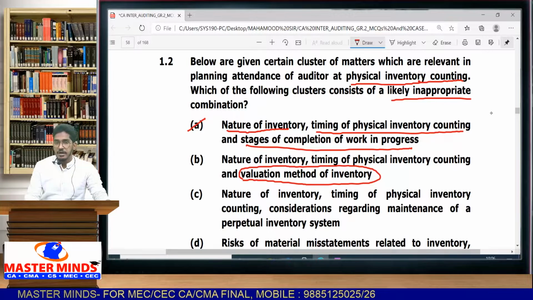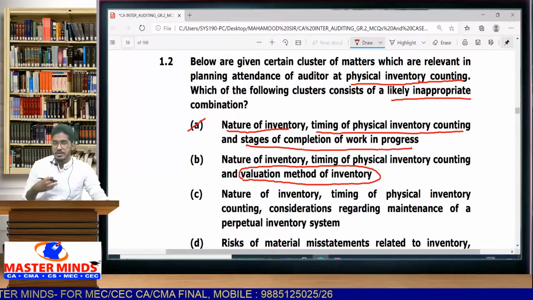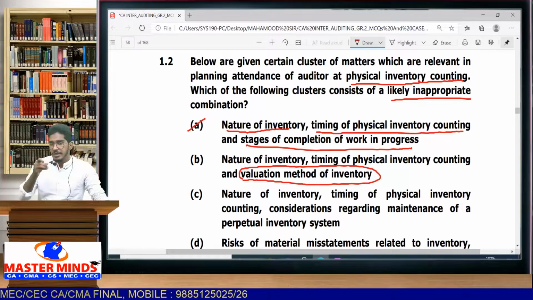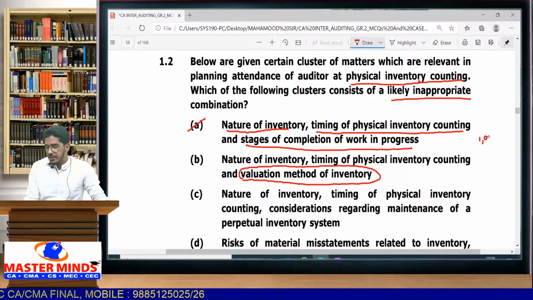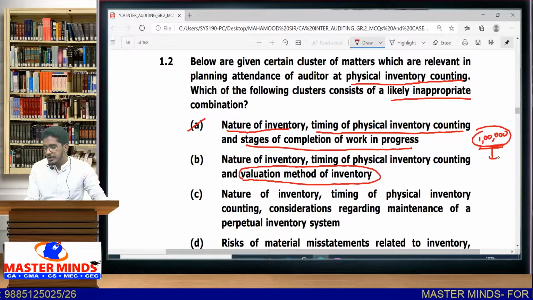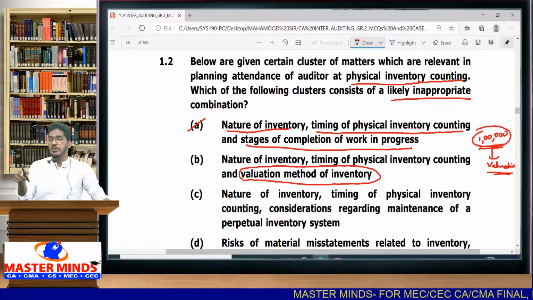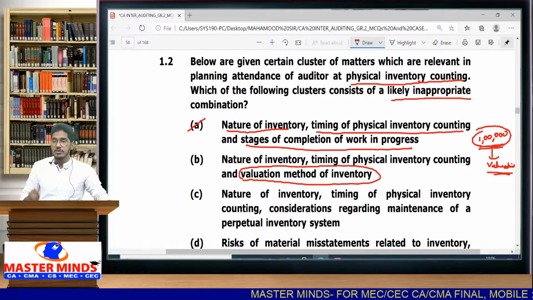For example, I have seen the physical verification process. As an auditor, I have attended the client's premises for physical inventory counting. At the time, I have observed that there is a 1 lakh quantity of stock. So, okay, I am satisfied. So, after your physical inventory counting, then the valuation matter comes into existence. Valuation will not be a matter which you will consider at the time of attending physical counting.